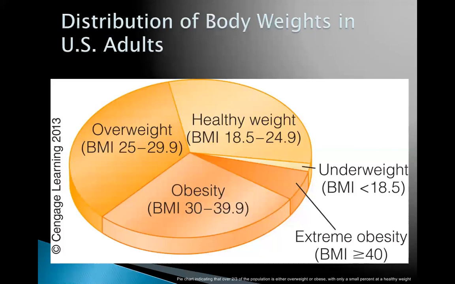Again, moving counterclockwise, we see overweight on the left, and overweight represents the largest proportion of the population with a BMI between 25 to 29.9, and then obesity, a BMI 30 to 39.9, and then extreme obesity with a BMI over 40. So if you consider people who are either overweight, obese, or suffering from extreme obesity, it's actually more than 2/3 of the population. And obesity trends have been growing significantly over the years.